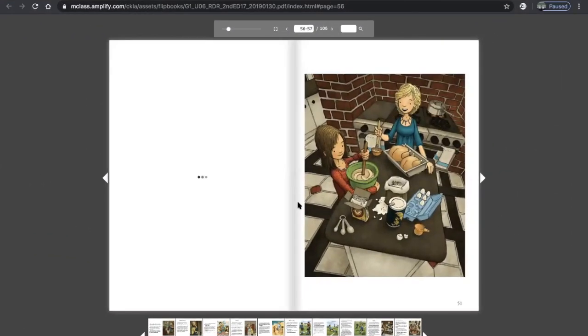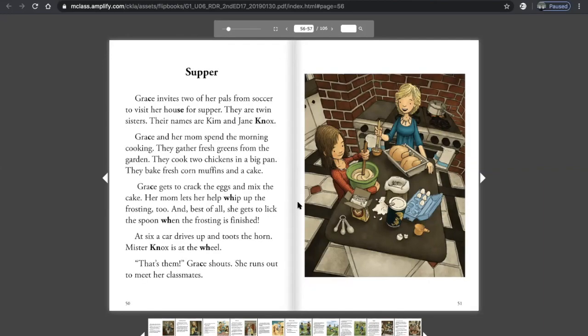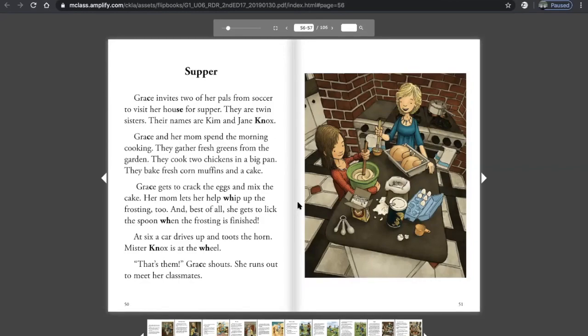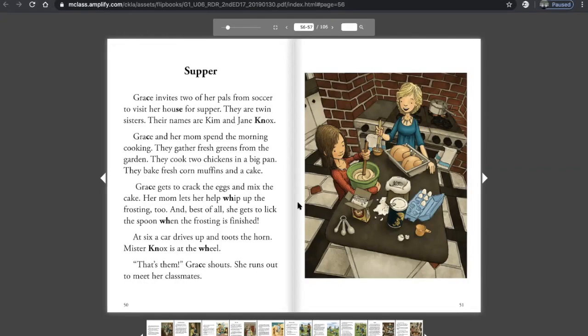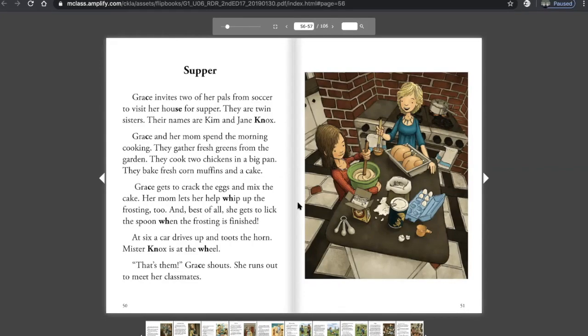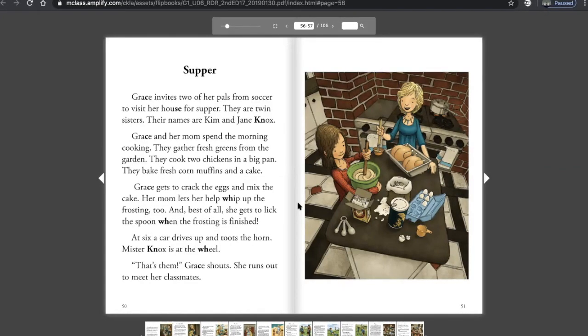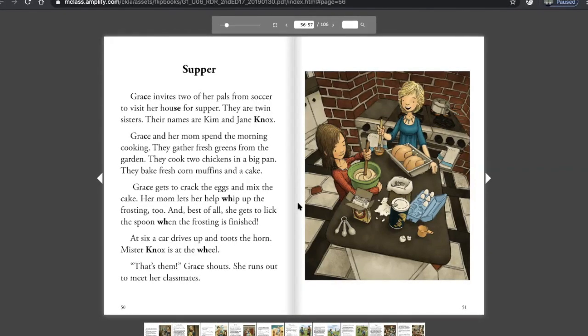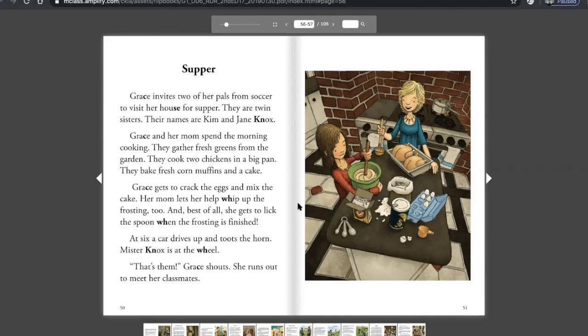If you did not read the story on your own, please use your reader to read the story by yourself. You may pause the video to do this. Nice. If you read the story by yourself, you might be ready for some comprehension questions. My first question: who is coming over for supper? Go back into the text and find your evidence. Who is coming over for supper? You may pause the video to find your evidence.